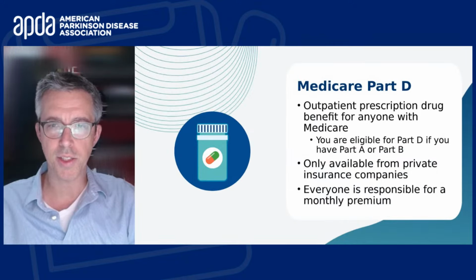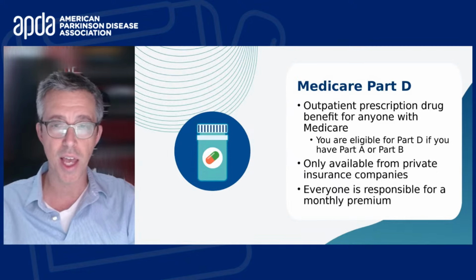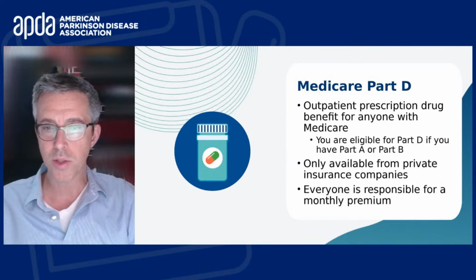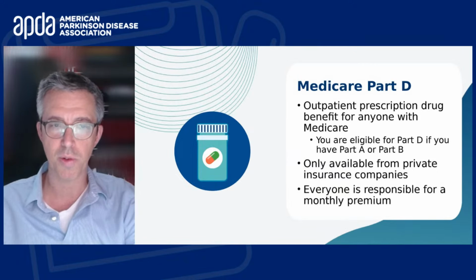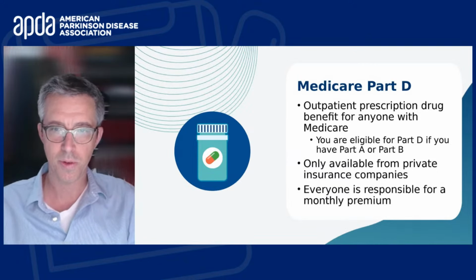Medicare Part D is the outpatient prescription drug benefit for anyone with Medicare. You're eligible for Part D if you have Part A or Part B. It's only available from private insurance companies. Everyone is responsible for a monthly premium.